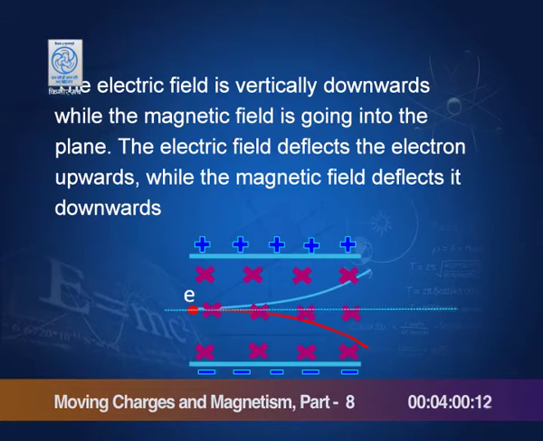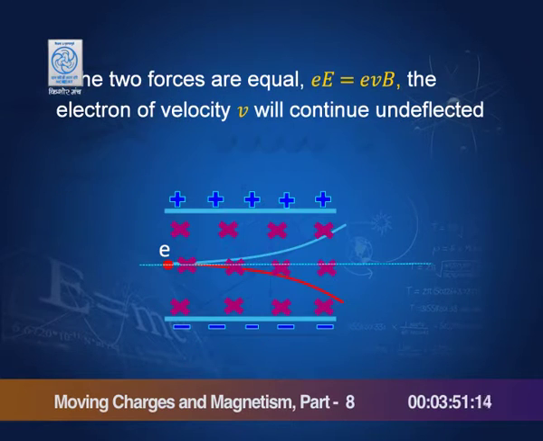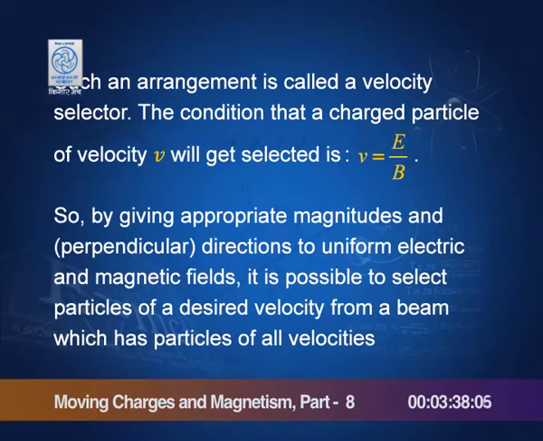The electric field is vertically downwards, while the magnetic field is going into the plane. The electric field deflects the particle upwards, the magnetic field deflects it downwards. The two deflections are equal. That means, e E is equal to e v B. The electron of velocity v will continue undeflected. That means, if I adjust E and B, I can, out of a beam, select a certain velocity. This arrangement is called a velocity selector, and this v would be E by B from these expressions.